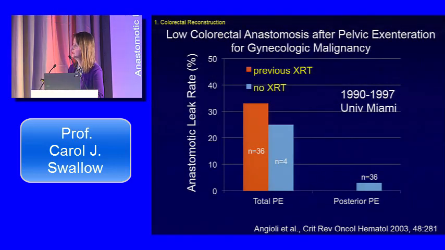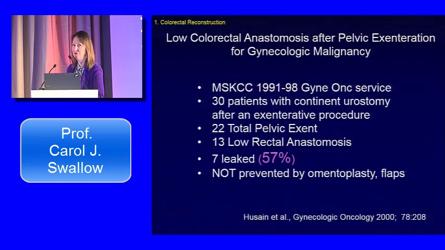Some early experience in restoring continuity for gynecologic malignancy patients undergoing exenteration showed a very high anastomotic leak rate, whether the patients had had radiation or not. Pretty impressive. That's at the University of Miami. There's also some data from the gyne-oncology service at Memorial Sloan Kettering. These were 30 patients who'd had a continent urostomy after a pelvic exenterative procedure. Their colorectal anastomotic leak rate was 57%, and it wasn't prevented by these measures.